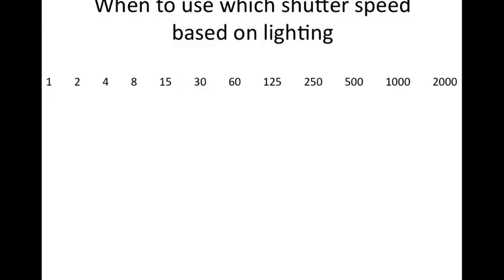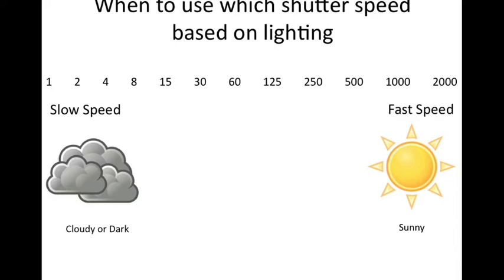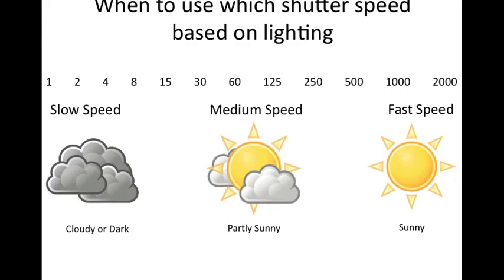So how do you know when to use which shutter speed based on lighting? If it is a dark or cloudy day, you will want to have a slower speed. Because it is dark, there is not a lot of light available. So by allowing the shutter to be open longer, what little light there is has a better chance to enter the camera. If it is a bright sunny day, or if you have a lot of available light, you would want a fast shutter speed. Because there's a lot of light, it doesn't need a lot of opportunity to enter the camera. If it is partly sunny, then you would use a medium speed somewhere in the middle.